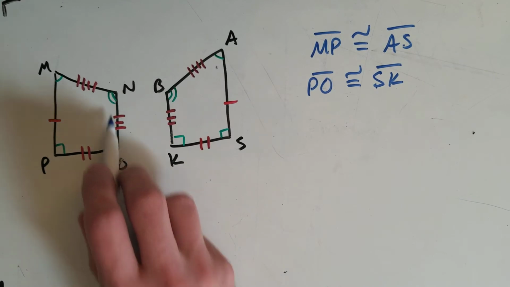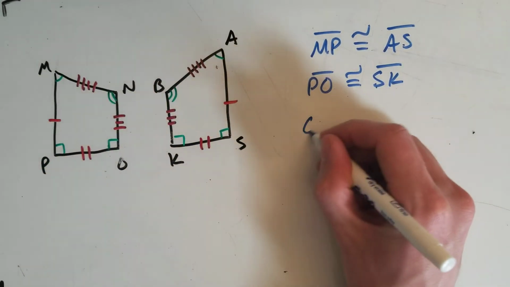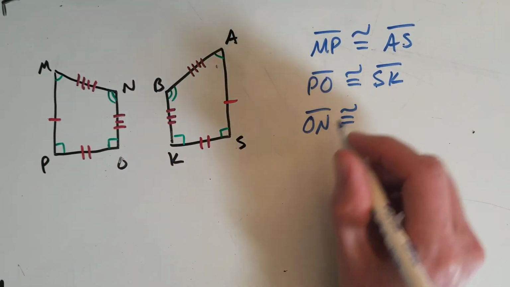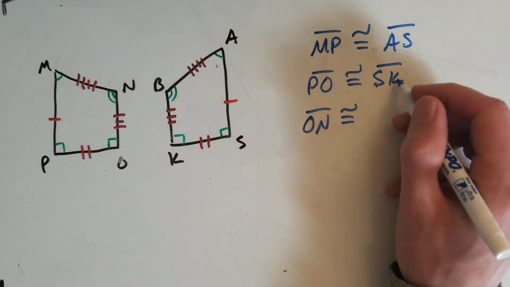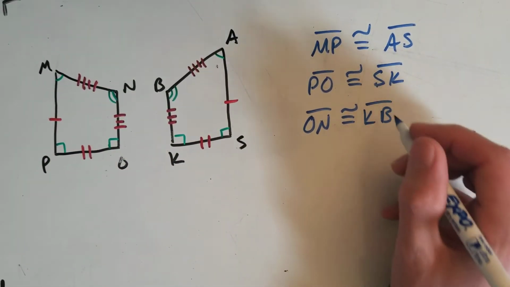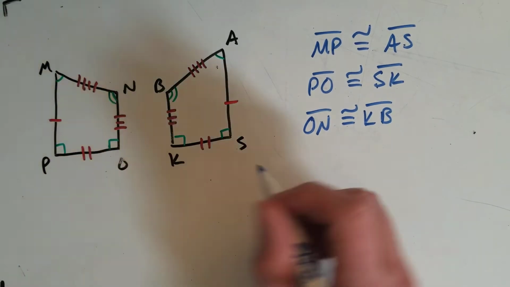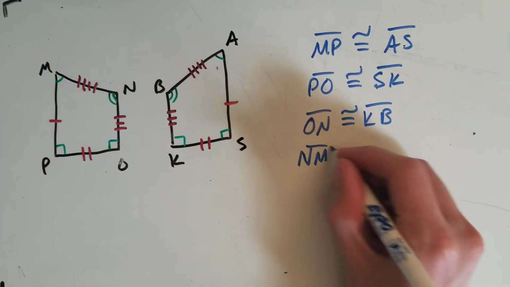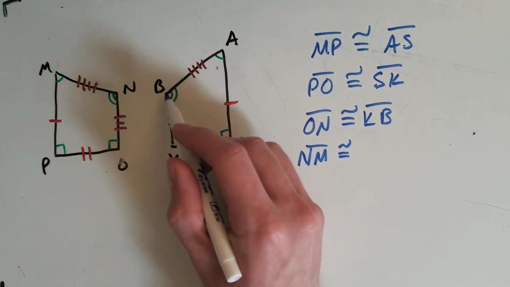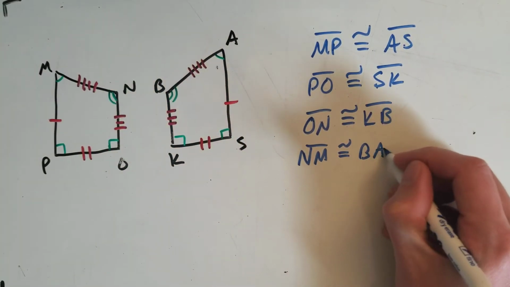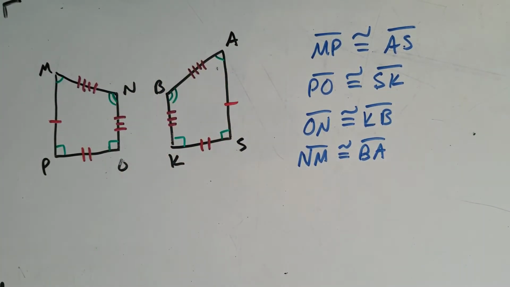Now we have O to N going right here, which is going to be K to B. So I'll put the K first, KB. And then we have N going to M. It's our last side, which would be B going to A. So these are all the sides that correspond, which means these are the sides that are congruent.